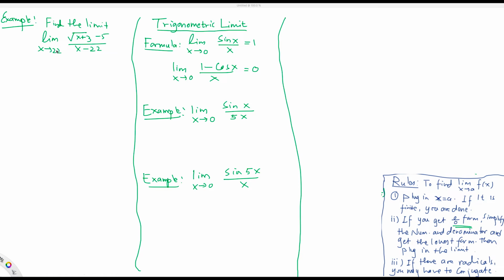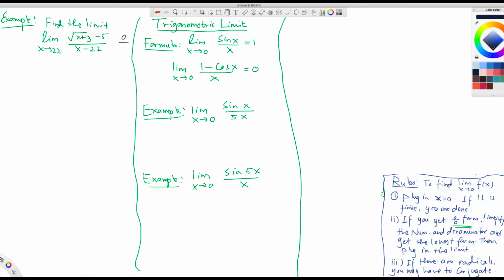If you plug in this limit directly, what do you get? You get 22 plus 3 is root 25. That is 5 minus 5 is 0, right? You get 0 on the top. And 22 minus 22, 0 on the bottom. So this is not the right answer, right? So 0 over 0 cannot be the answer. What you do now, try to simplify and get the lowest form, but it is hard to get the factors on the top and bottom as in the previous example, right? What we do, since there is a root, as the last rule suggested, you multiply by the conjugate, right?